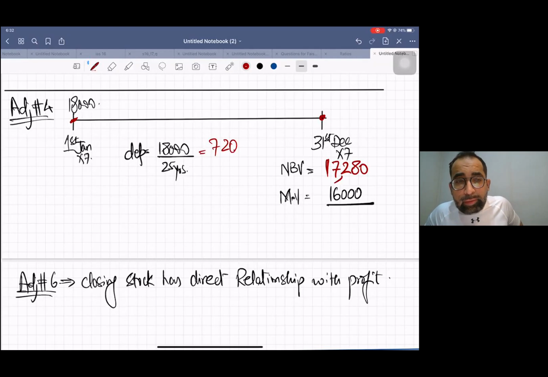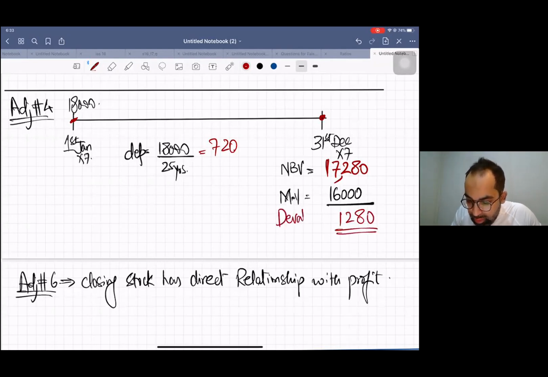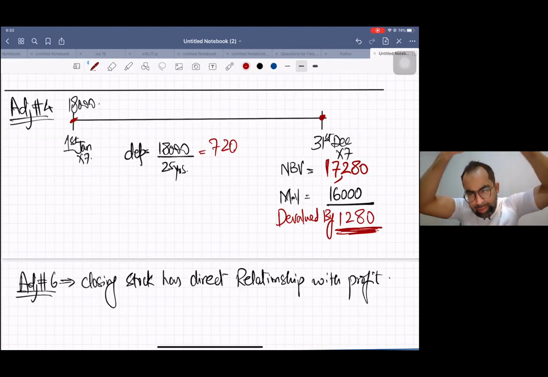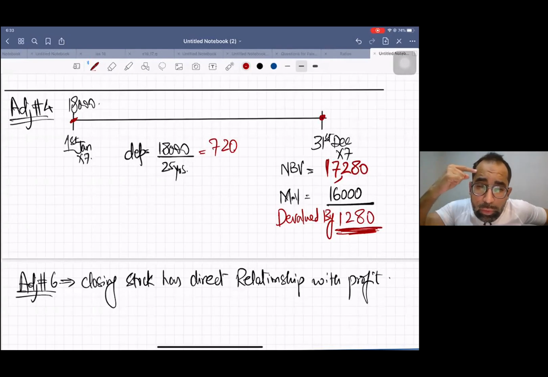Now, can you tell me what's the valuation of this property? 16,000. So from 17,280 to 16,000, the total decrease is 1,280. This is devalued by, you can call it impairment as well. So there is a decrease in value of 1,280. Now use your brain and recall your IAS 16 and IAS 36. Come on, all of you, please participate, you will learn it.